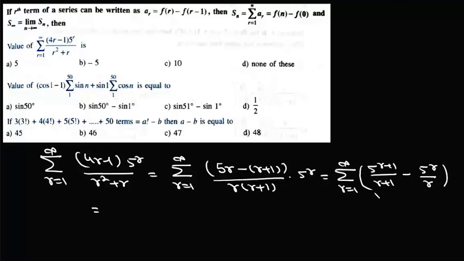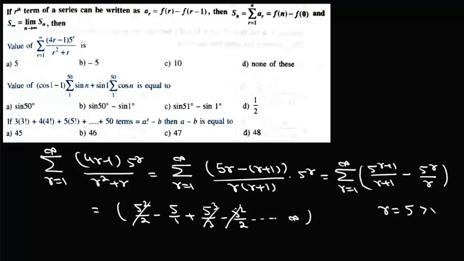Now if we put r as 1, we'll get this as 5 square upon 2 minus 5 upon 1 plus 5 cube upon 3 minus 5 square upon 2 up to infinite. Now these successive terms, they'll cancel. But the problem here is we have this GP whose common ratio is 5, which is greater than 1. So this series is not going to converge. So even though the terms are cancelling, we have this telescopic summation, but this telescopic summation doesn't converge.